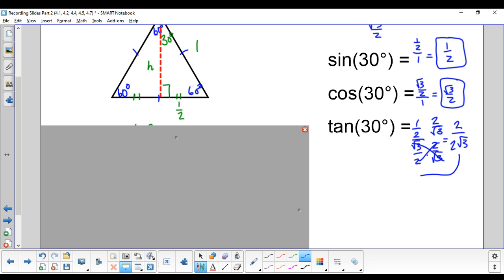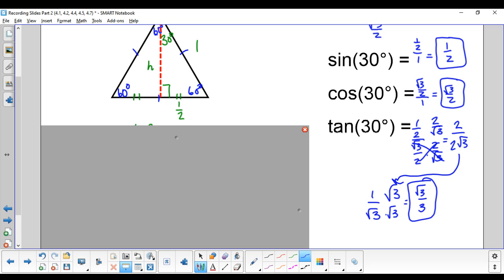This can be simplified further. 2 divided by 2 is 1. So I have 1 over the square root of 3. And as always, we need to rationalize. Multiplying by the square root of 3 on the top and bottom gives me the square root of 3 over 3. Tangent of 30 degrees will equal square root of 3 over 3.